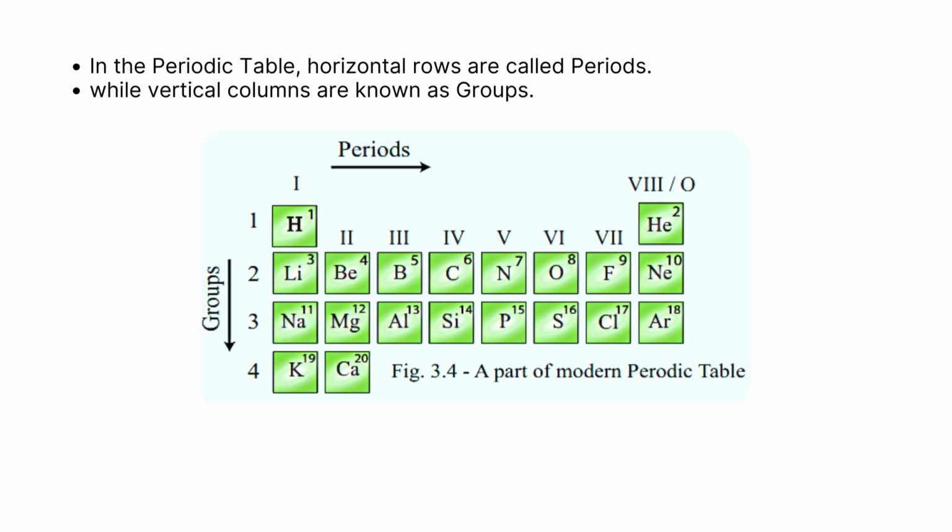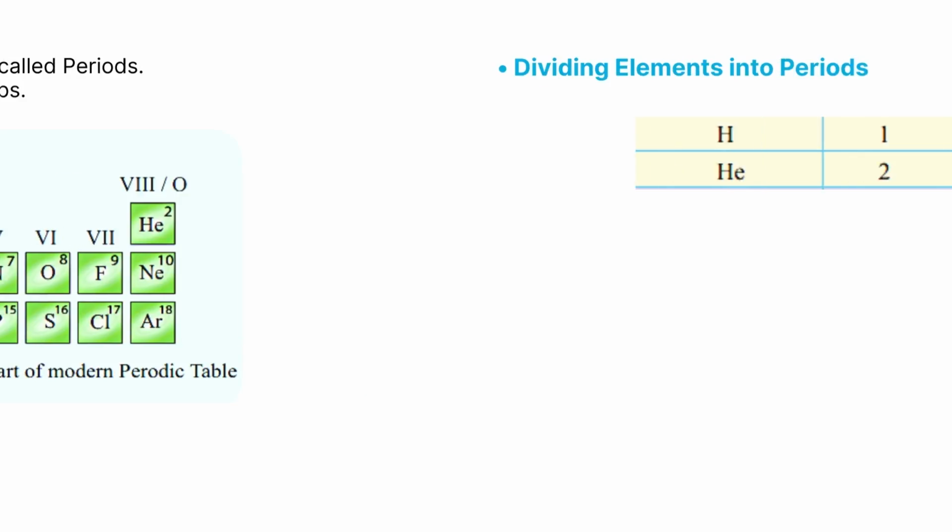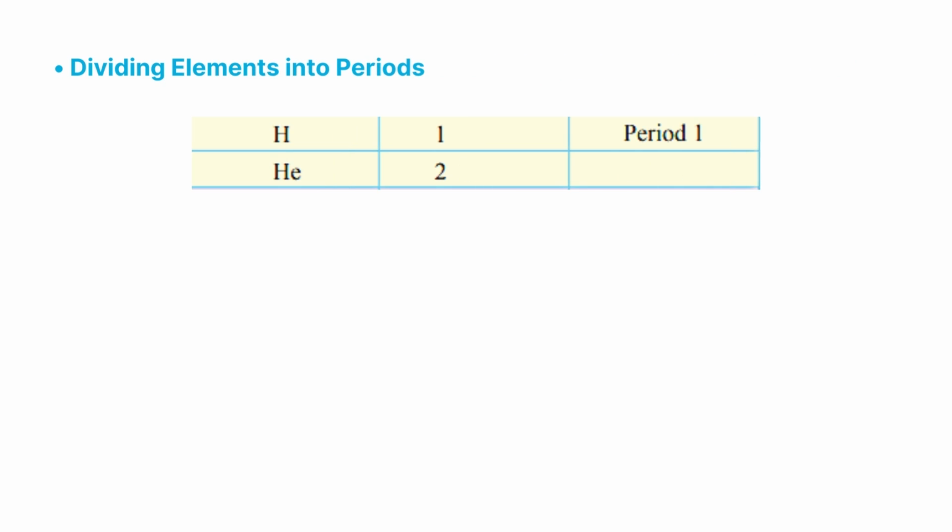Now we will see how we can arrange these elements into different groups and periods. First, we will see how we can divide elements into periods. If we take an example, you look at the simple part of the periodic table. If we take hydrogen, hydrogen is an element that has only one electron. So the electronic configuration is 1. Helium is another element that has 2 electrons. The electronic configuration is 2.